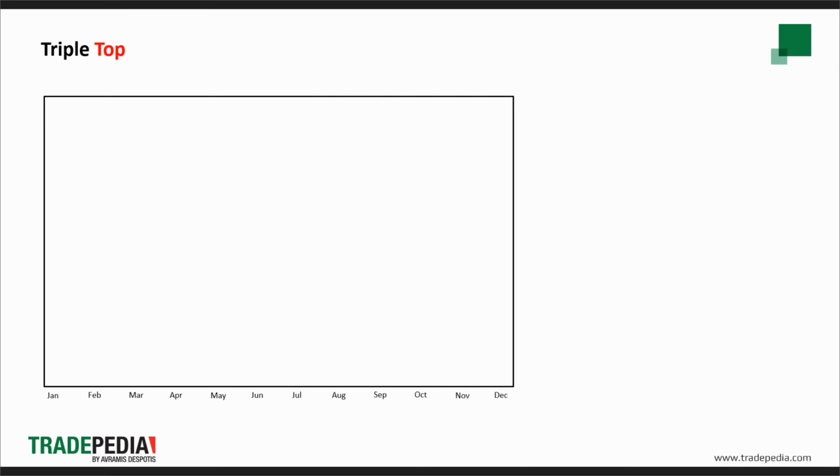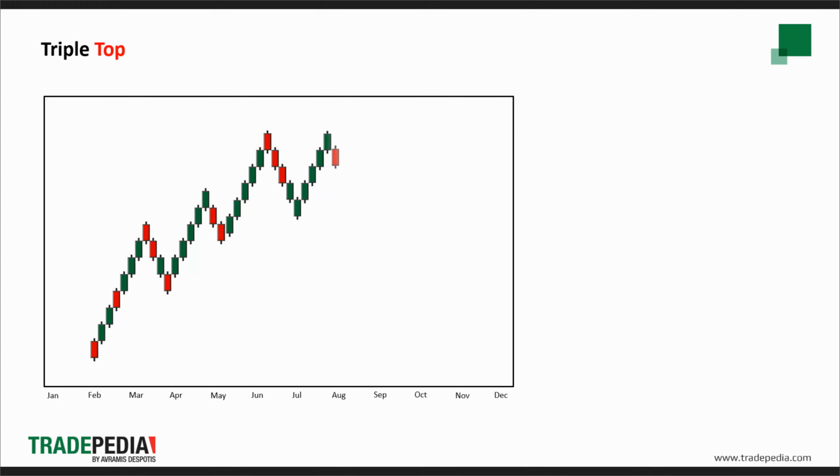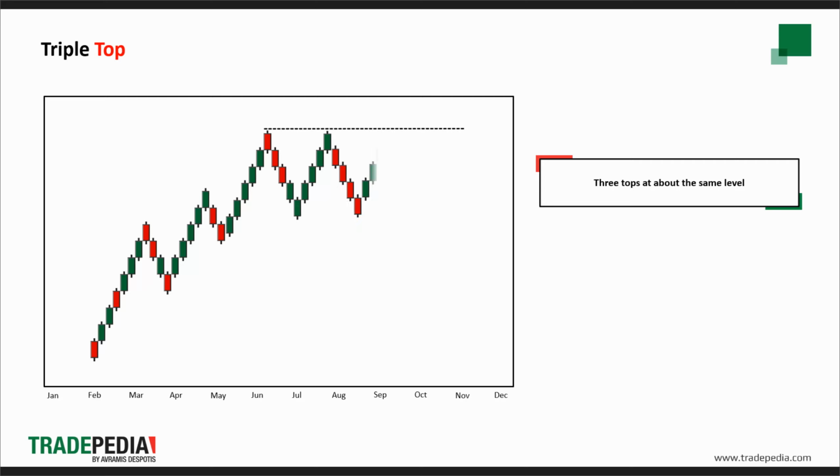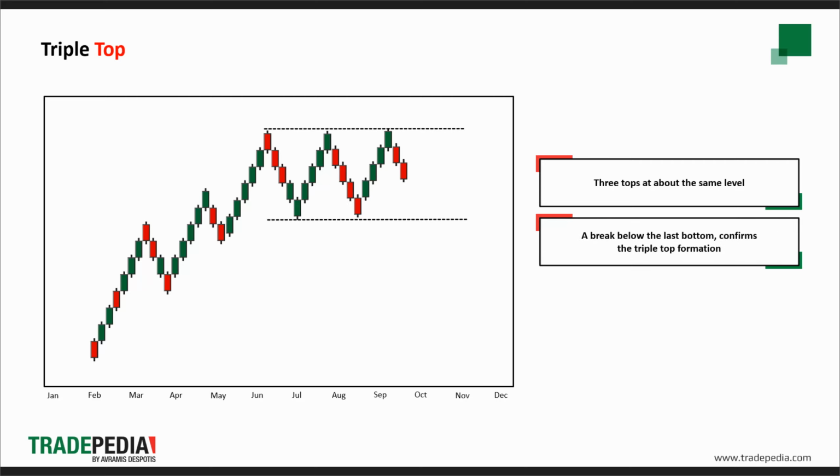So let's look at the triple top. I'm going to breeze through this because the triple top, triple bottom is just an extension of the double top, double bottom. Not much of a difference. In a triple top formation, the market creates three tops around the same level, and then a break below the last bottom confirms the triple top formation.